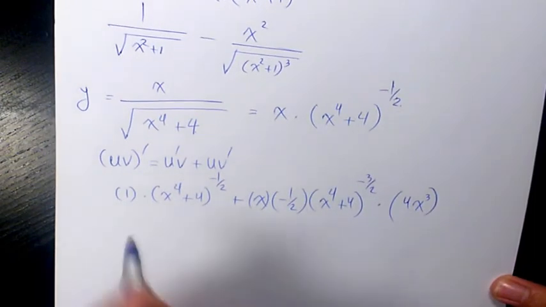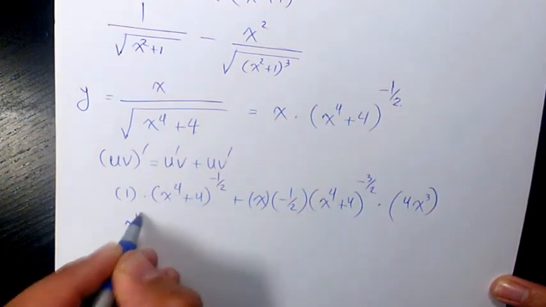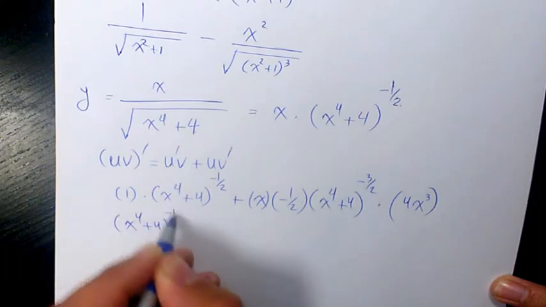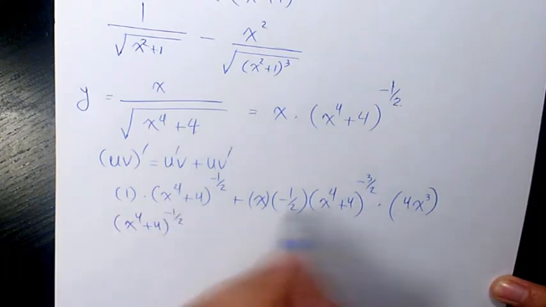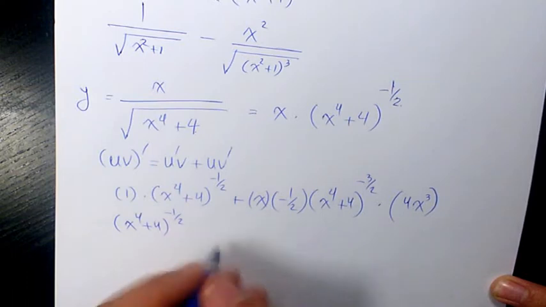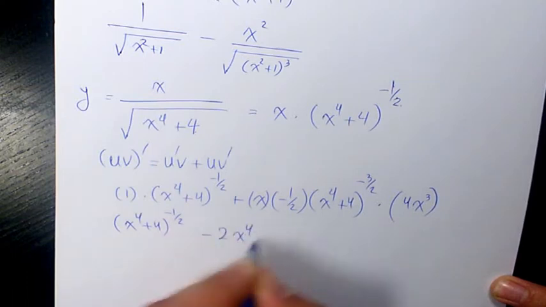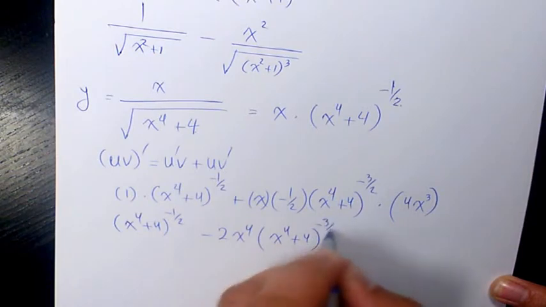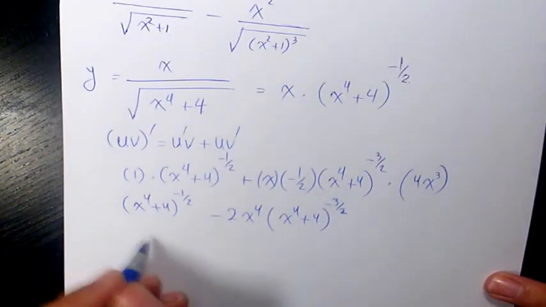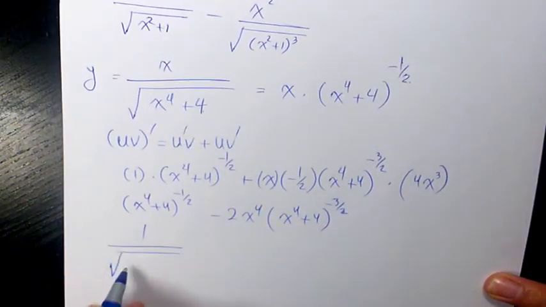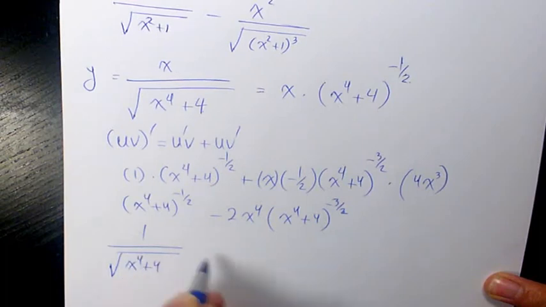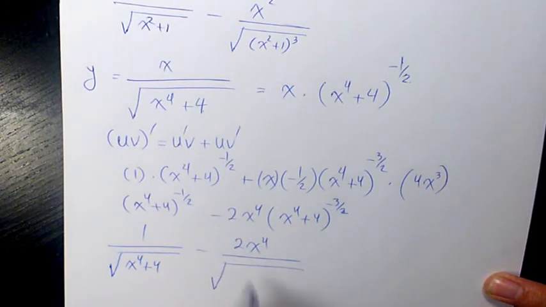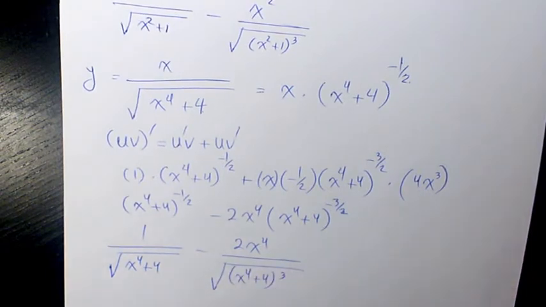Now let's simplify it. Here we have x to the power 4 plus 4 to the power of negative 1 over 2. And here, this 2 is going to cancel with the 4, giving negative 2x to the power 4 times x to the power 4 plus 4 to the power of negative 3 over 2. So that's going to be 1 over square root of x to the power 4 plus 4 minus 2x to the power 4 divided by square root of x to the power 4 plus 4 to the power of 3.